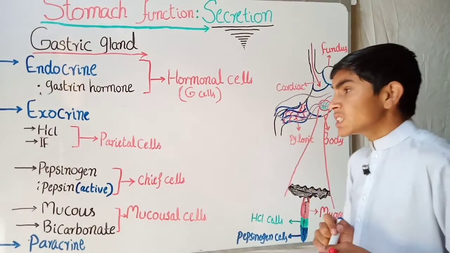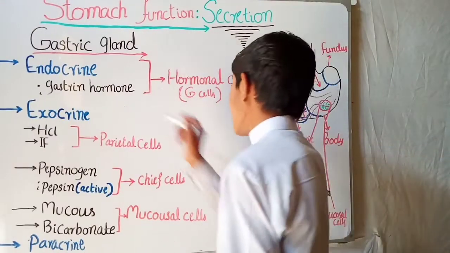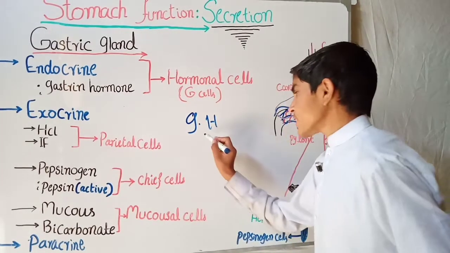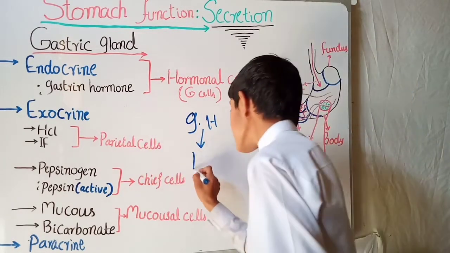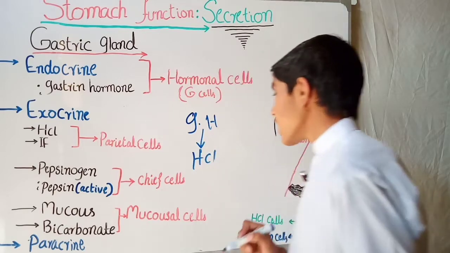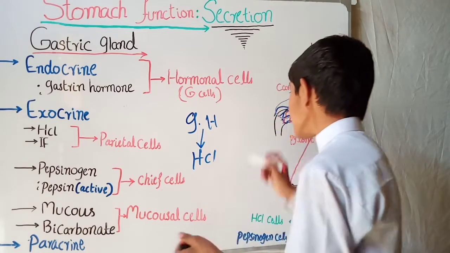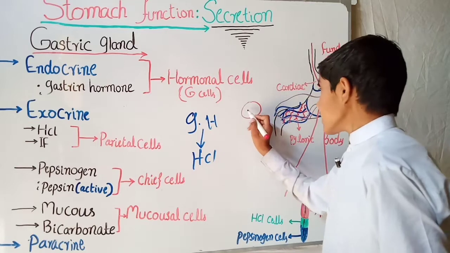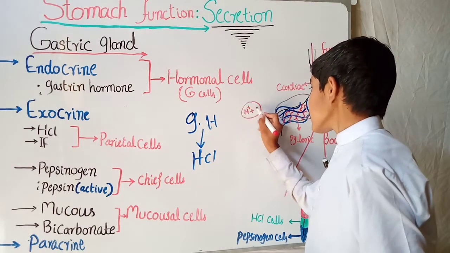So how do we secrete HCl? Usually when the gastrin hormone, this is the gastrin hormone, stimulates the parietal cell, it secretes the HCl. How does it secrete the HCl? The parietal cell, for example, contains H positive ions plus ATP.